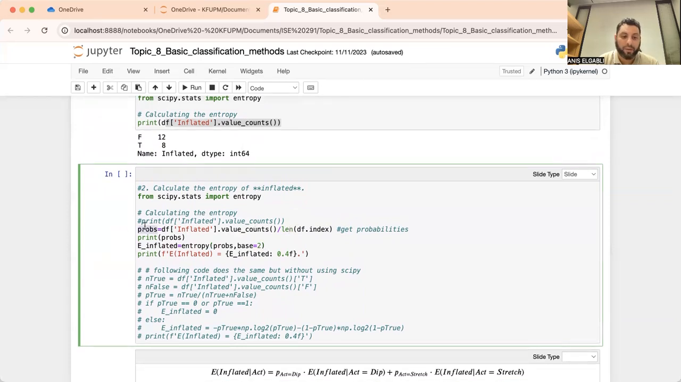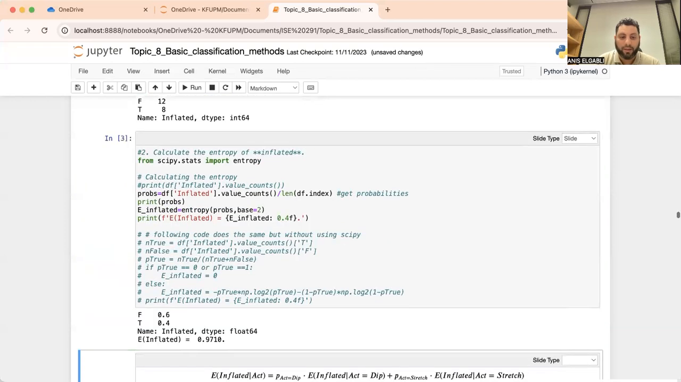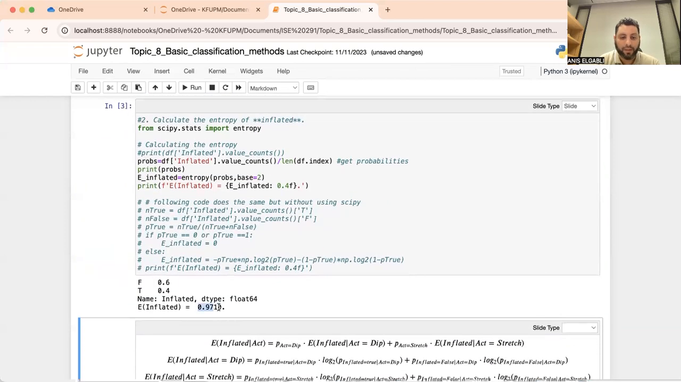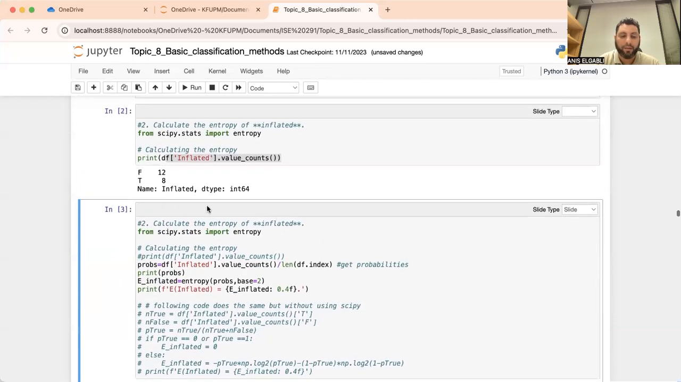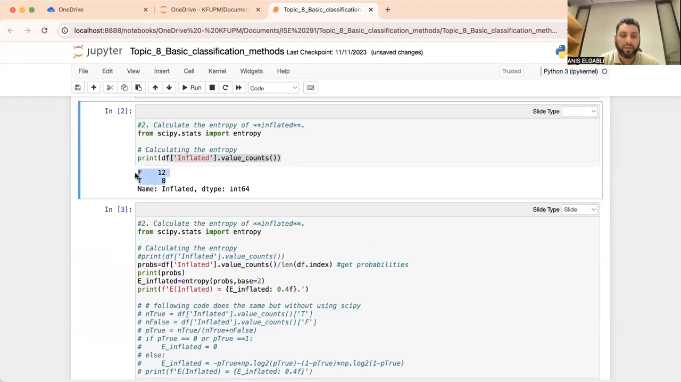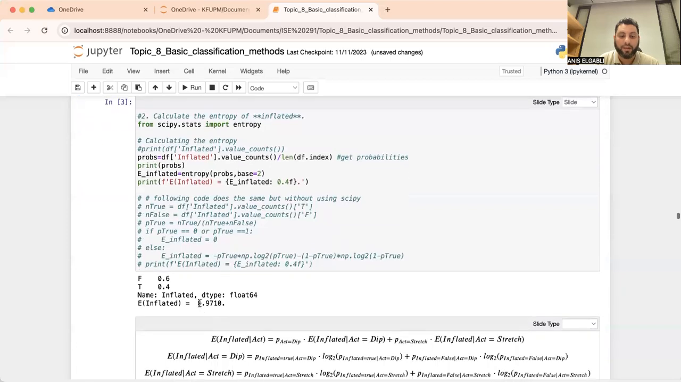So now we computed the probabilities. We have two probabilities. Then we just need to call the function entropy. We pass these probabilities, and base is equal to 2. That will compute the entropy, and then we get the entropy here. The entropy is equal to 0.97. So the uncertainty is so high. And we can see here, they are almost equally probable. Maybe for 60% of the data, the class is false, and for 40% of the data, the class is true. So the uncertainty is high.